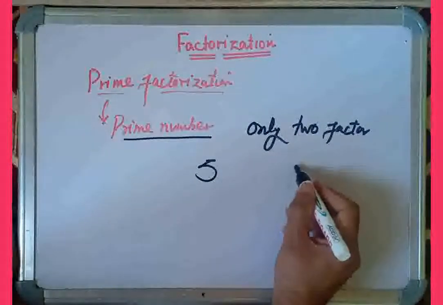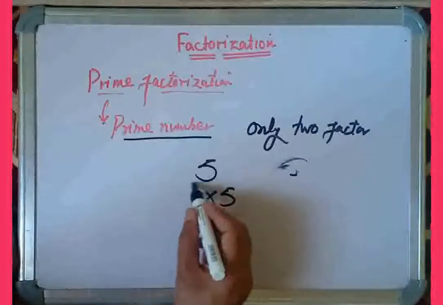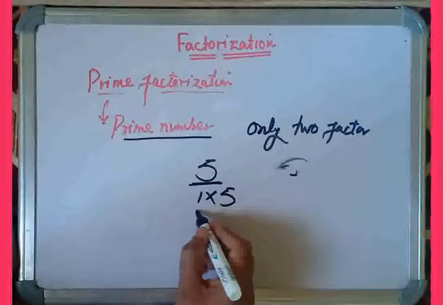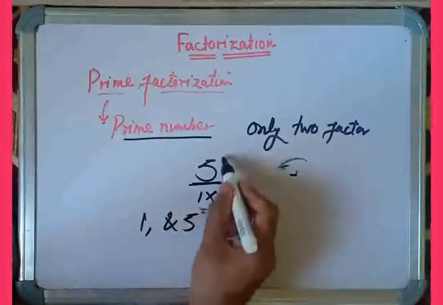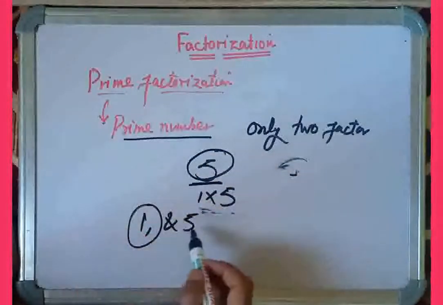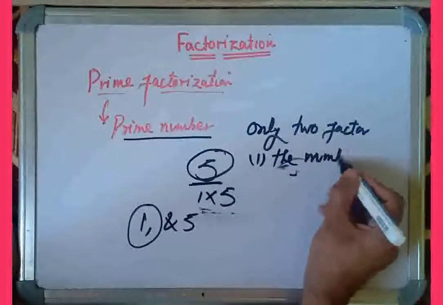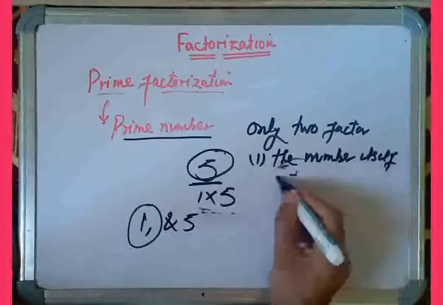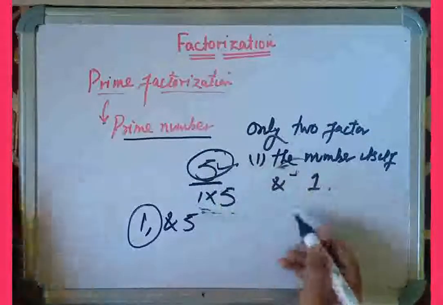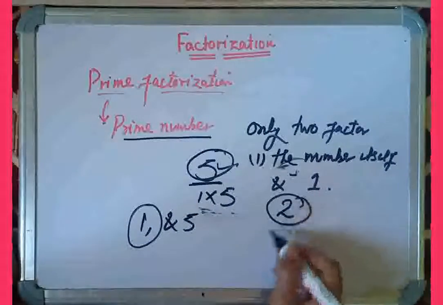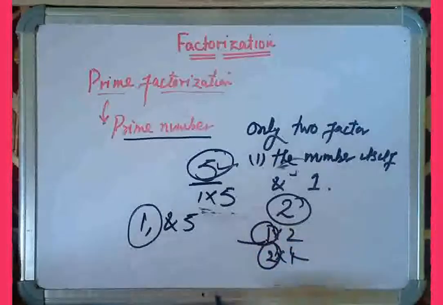See, for example, if I write the number 5, you can see that it has only two factors. 1 five is 5, so it cannot be divided by 2, it cannot be divided by 3. 5 ones are 5, so you have to stop here, right? It has only two factors, 1 and 5, the number itself and 1. Those numbers which have only two factors, the number itself and 1, are prime. For example, another number 2 has only two factors: 1 two is 2 and 2 ones are 2.